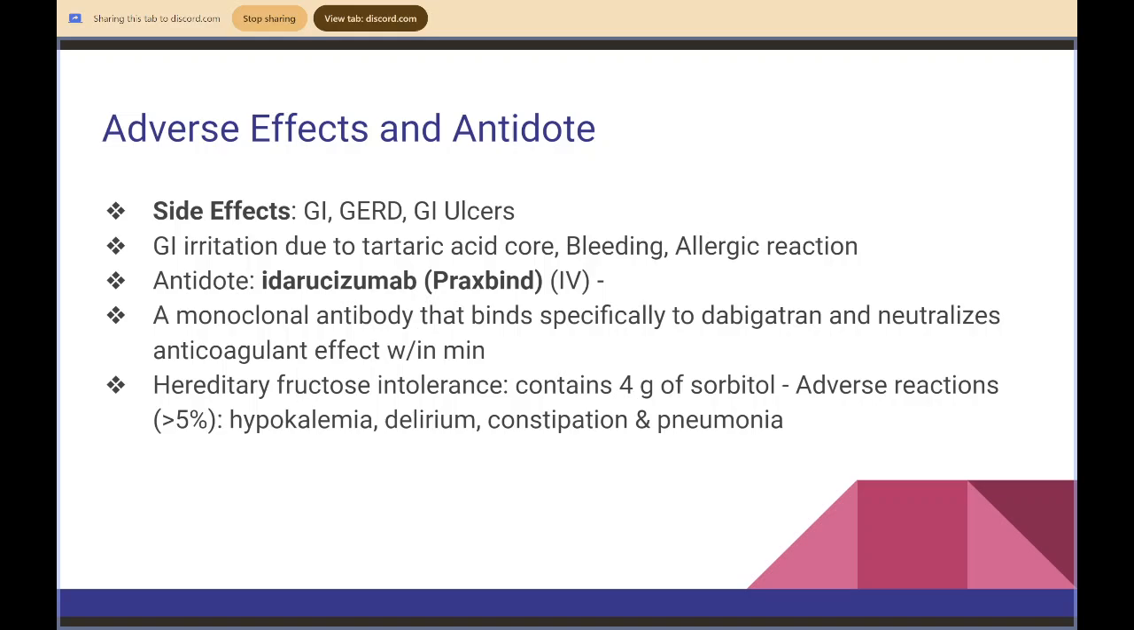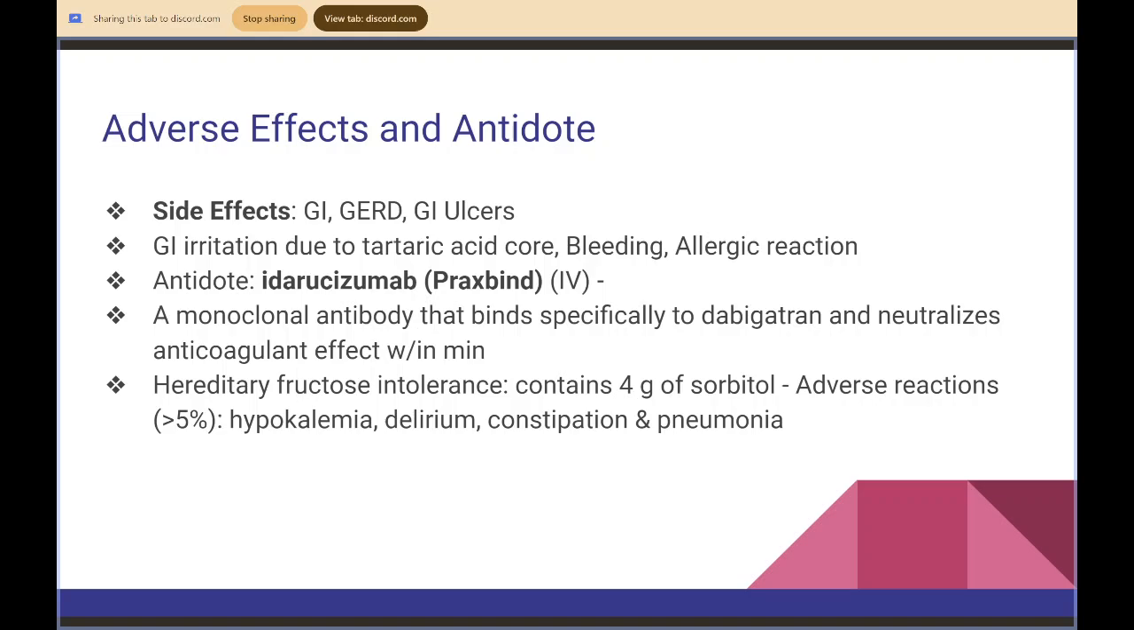Side effects of Pradaxa are going to be GI reflux and GI ulcers, and the GI irritation is going to come due to the tartaric acid core, or tartaric. I always mention tomato with the pronunciation. It is a good thing no one is being tested on it. There can be bleeding and there can also be an allergic reaction.